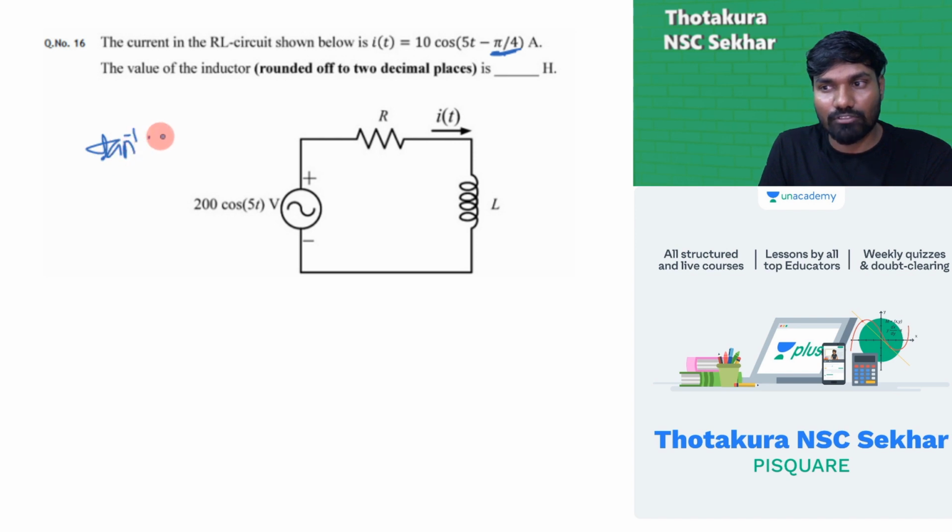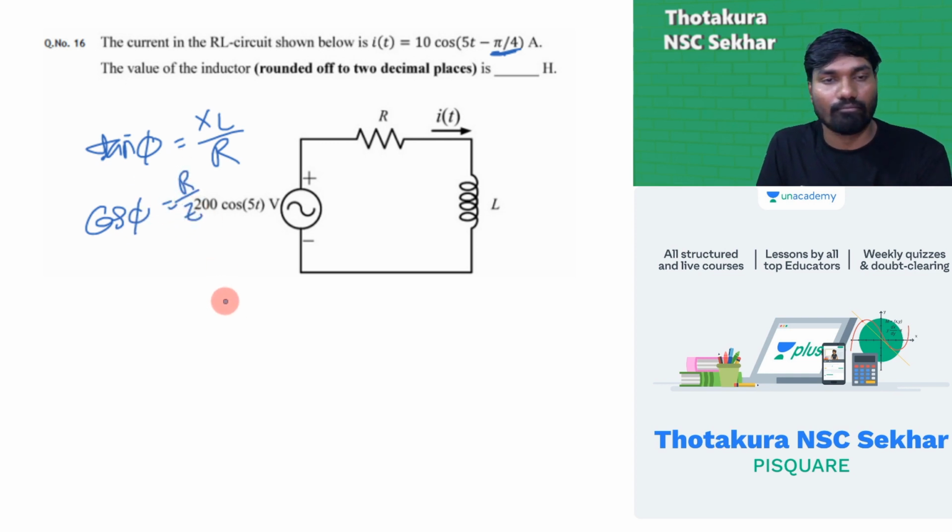Tan inverse of XL by R, or I can write it this way, that will be better: tan φ is equal to XL by R, and cos φ is equal to R by Z. Okay, keep these two equations in mind.